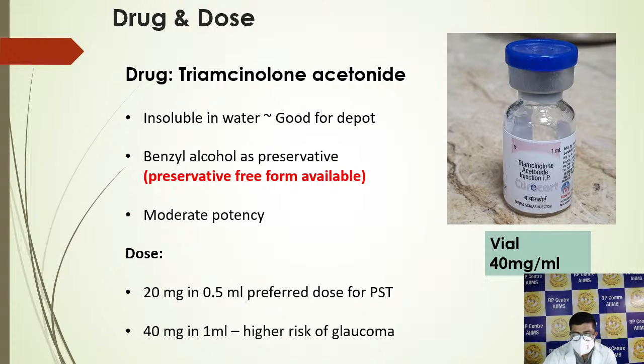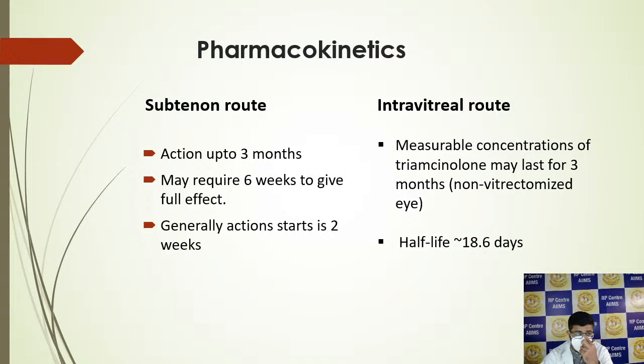So this is triamcinolone acetonide 40 mg per ml solution. It is insoluble in water, therefore it is good for a depot injection. Either preservative or preservative free forms are available. It is of moderate potency. The dose which we usually use is 20 milligram in 0.5 ml, which is preferred for PST, or in severe cases you can use 40 mg in 1 ml, but there is a high chance of increased IOP.